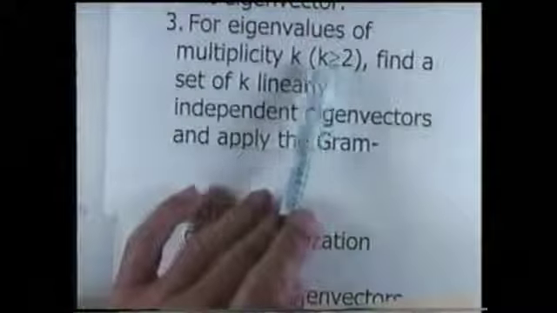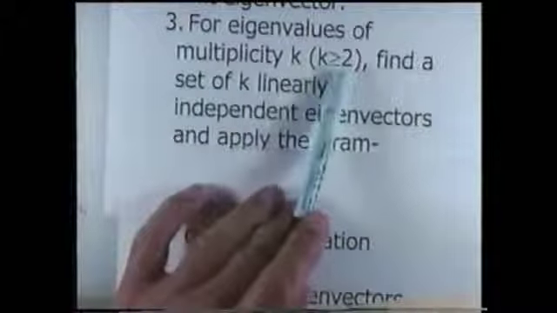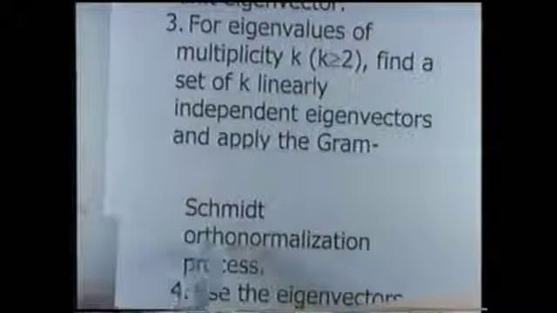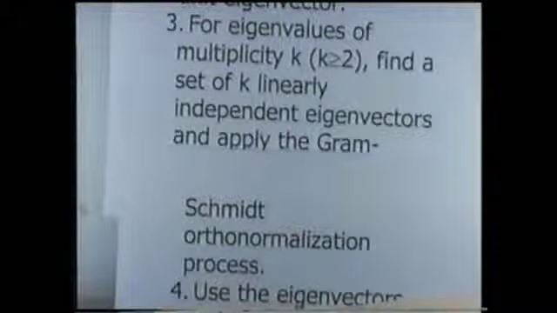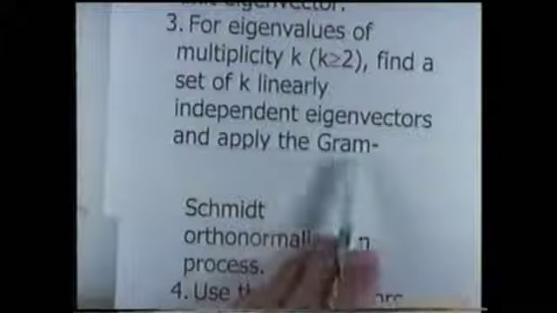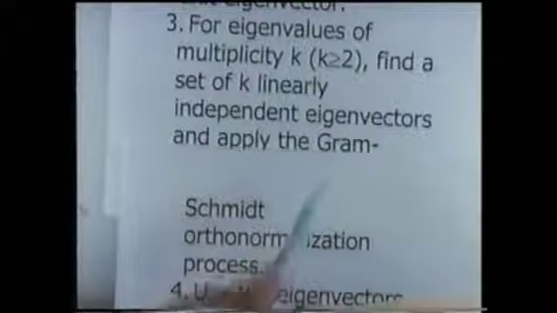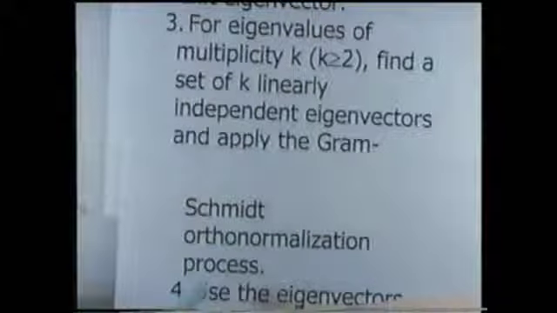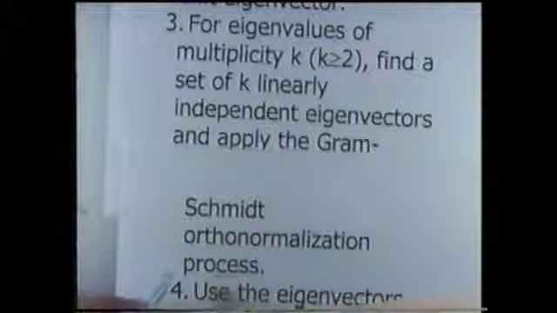So for eigenvalues of multiplicity k, for k greater than or equal to 2, we find a set of k linearly independent eigenvectors, just like we've been doing, and then we apply the Gram-Schmidt orthonormalization process. If you've forgotten the Gram-Schmidt process, go back and listen to the tape that goes through it, or hang on and I'll review it as I do an example in a few minutes.